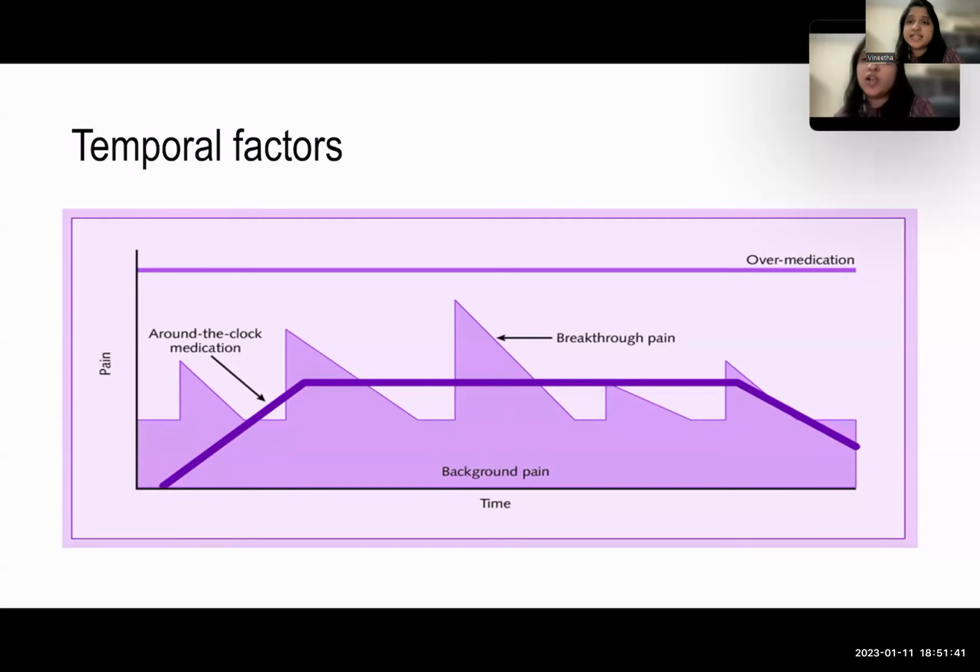Round the clock analgesics will cover most of the background pain and some part of the breakthrough pain also. And if there is a breakthrough pain which is not covered by this, you can give PRN. You should tell them this is a PRN option, but always give the round the clock medications.